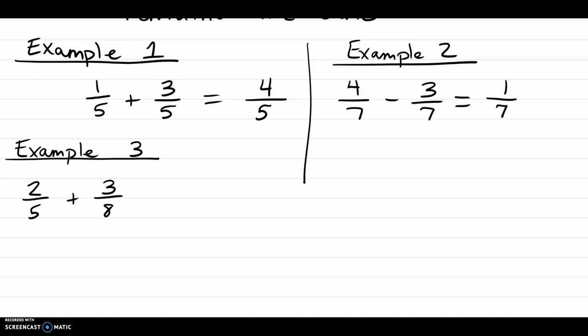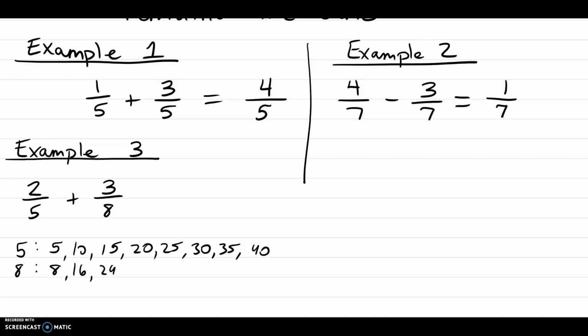So to turn this into common denominators, I figure out a common multiple of 5 and 8. So you think to yourself, you list the multiples of 5 and you list the multiples of 8. So for 5, I've got 5, 10, 15, 20, 25, 30, 35, 40. For 8, there's 8, 16, 24, 32, and then 40. So right there I can see that there's a common multiple of 40.